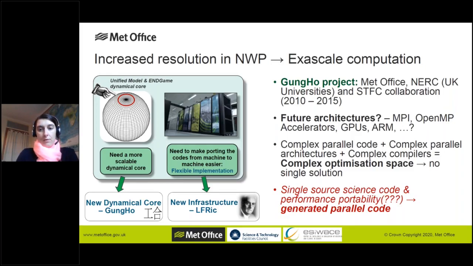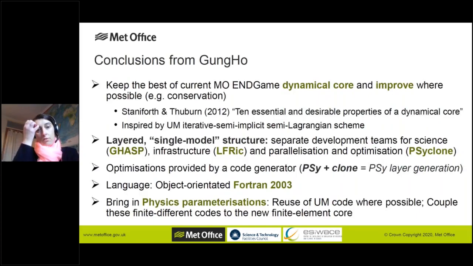So all of the rest of the slides were pretty much said by people before. As Rupert said, we want to have single source science code. We want to have performance portability, whether that is achievable or not. Well, it is very hard to achieve. One thing that can help that is to generate parallel code. So the conclusions from the Gung Ho project were that we want to keep the best of the current Met Office ENDGame dynamical core, and improve where possible, for instance the conservation properties, and the mixed finite element formulation for the new dynamical core was based on the results of this work.